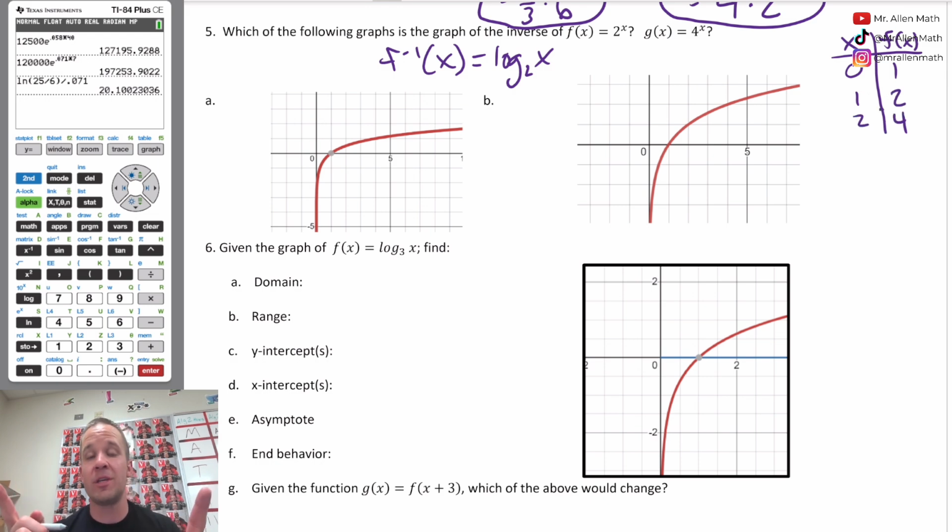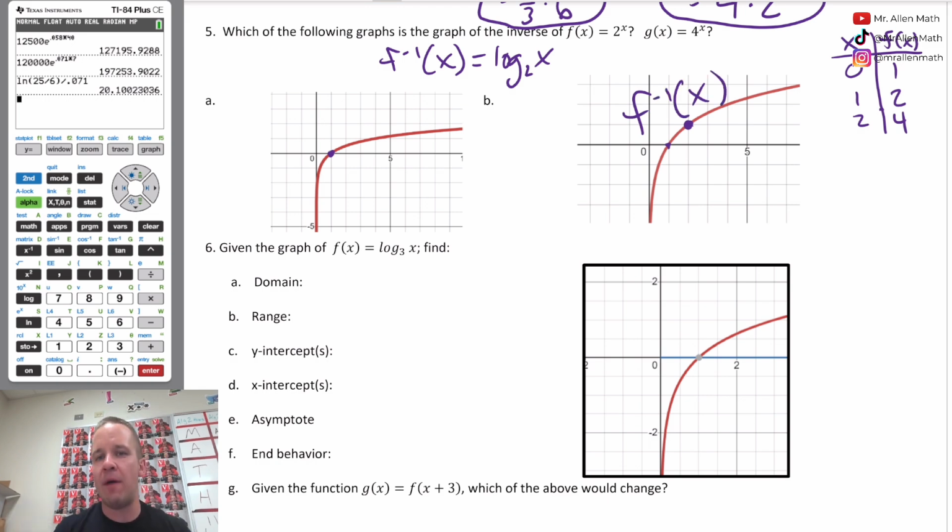On my inverse, I'm looking for those swapped. So 1 comma 0. Well, they both have 1 comma 0, right? This one has 1 comma 0, and that one has 1 comma 0. What about 2 comma 1? Let's see here. 2 comma 1 is not on that graph. We have ourselves a winner here. So this one would be f inverse of x.